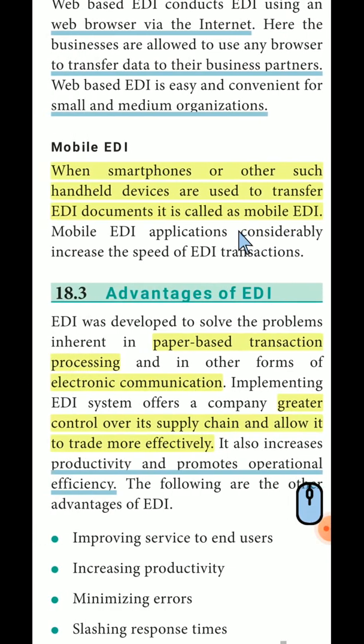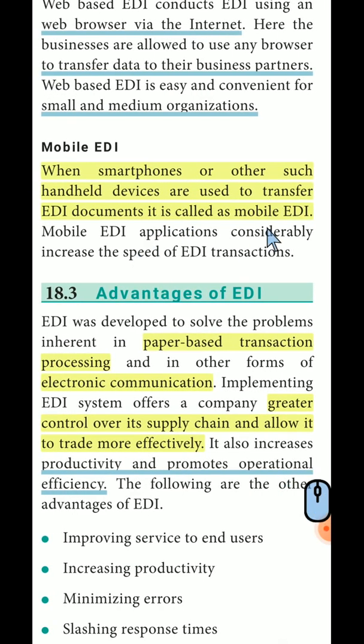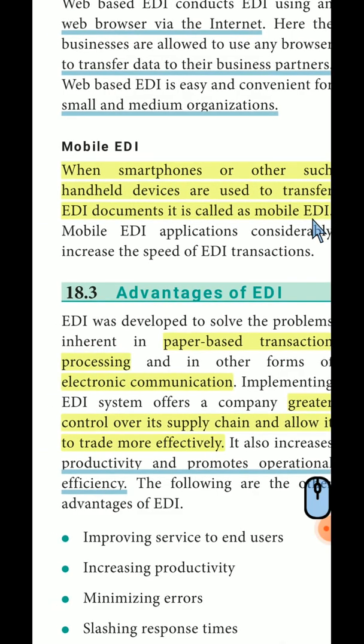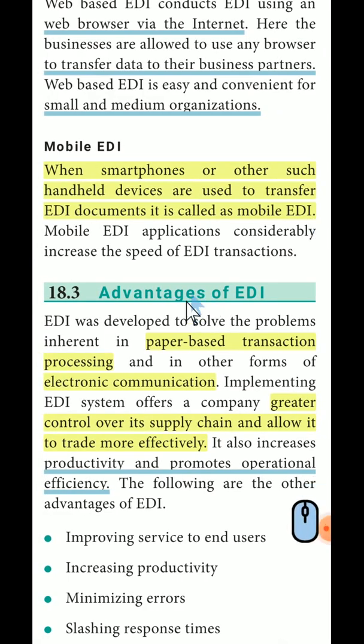The next one is mobile EDI. When smartphones or other such handheld devices are used to transfer EDI documents, it is called mobile EDI. And here mobile EDI applications considerably increase the speed of EDI transactions. Compared to other types of EDI, this will increase the speed of EDI transactions. So it is also very smart to use nowadays.